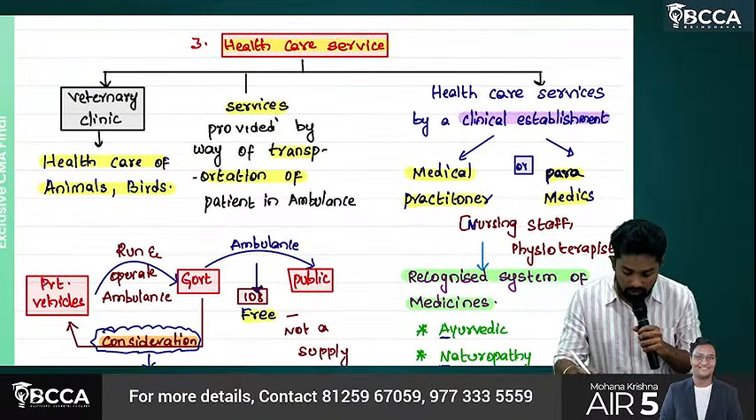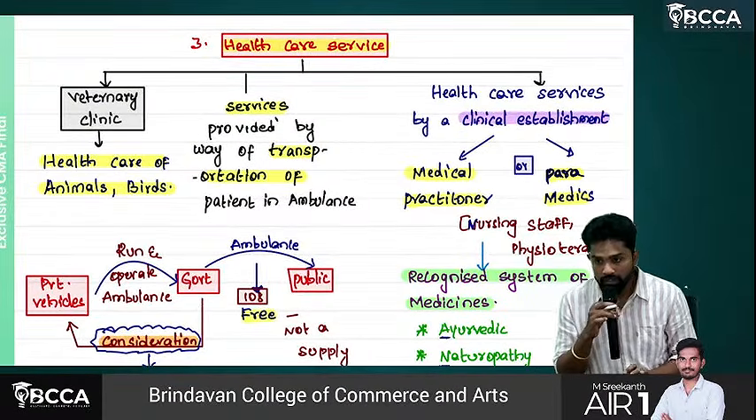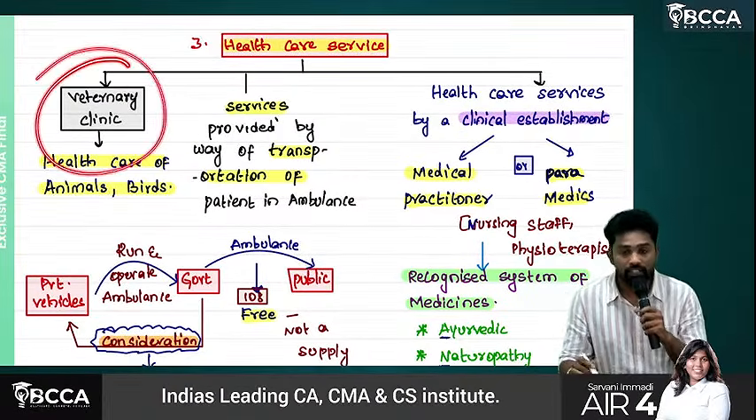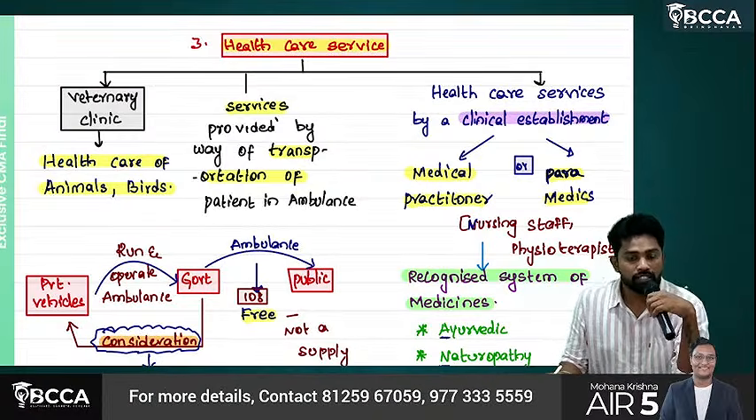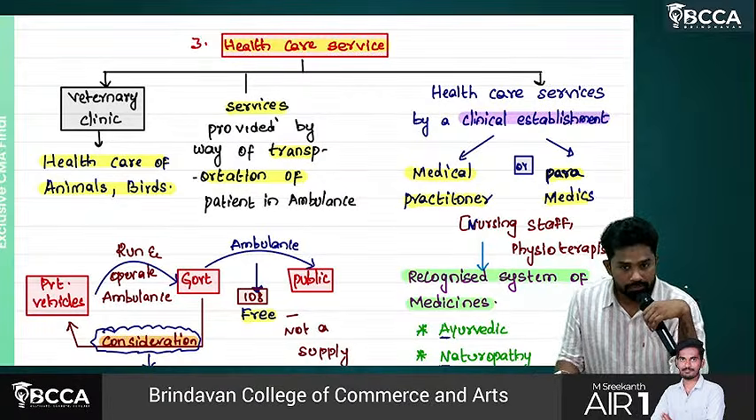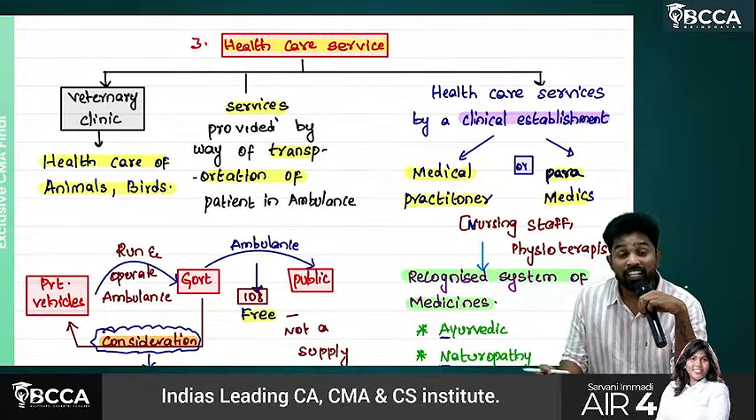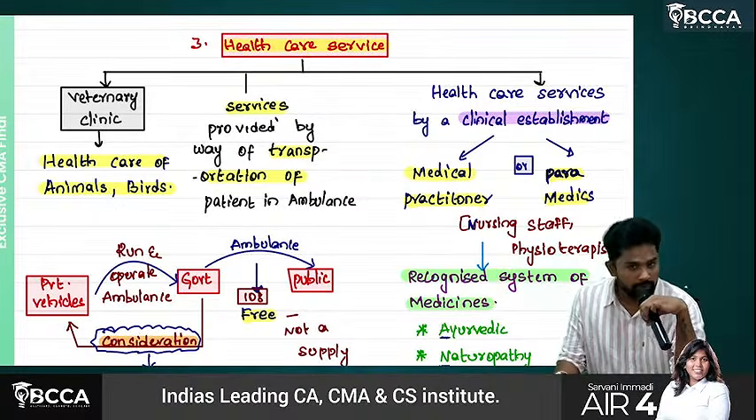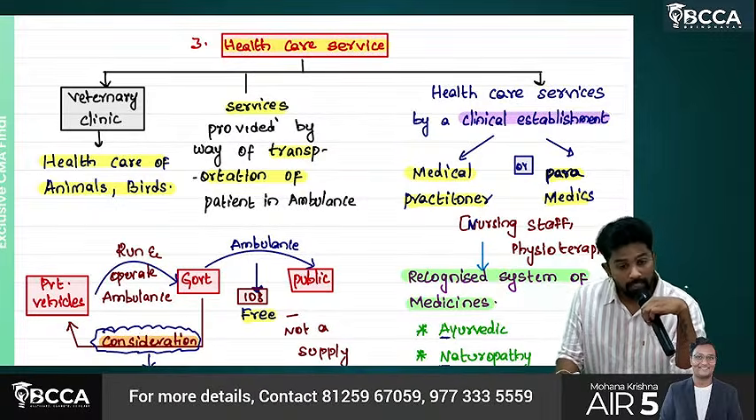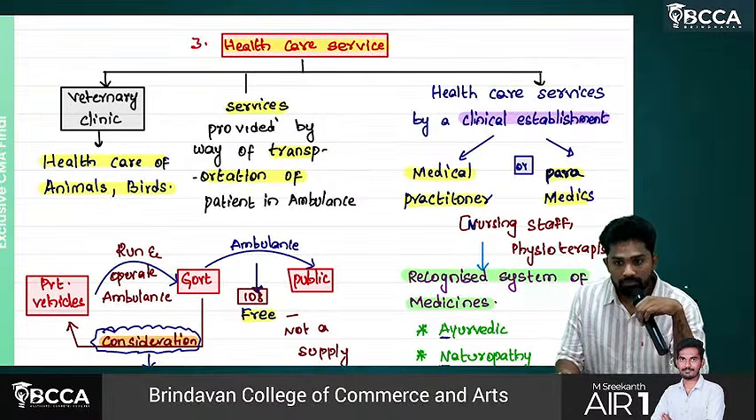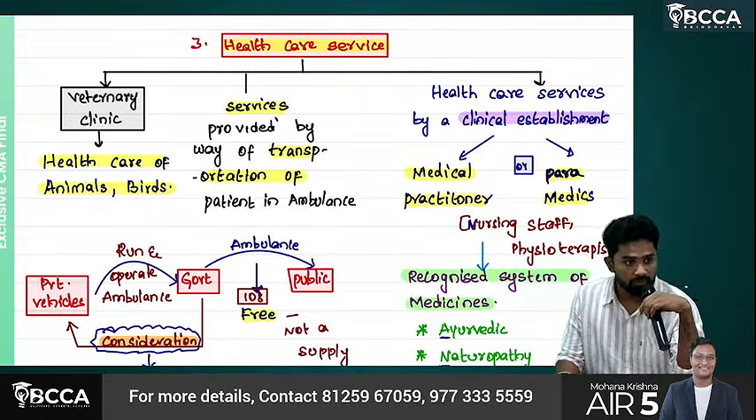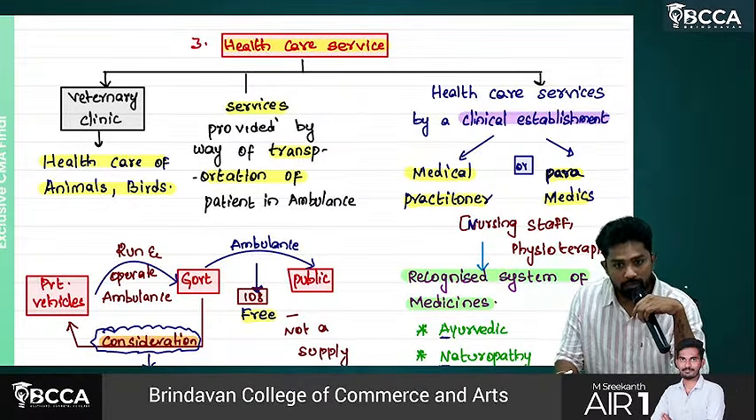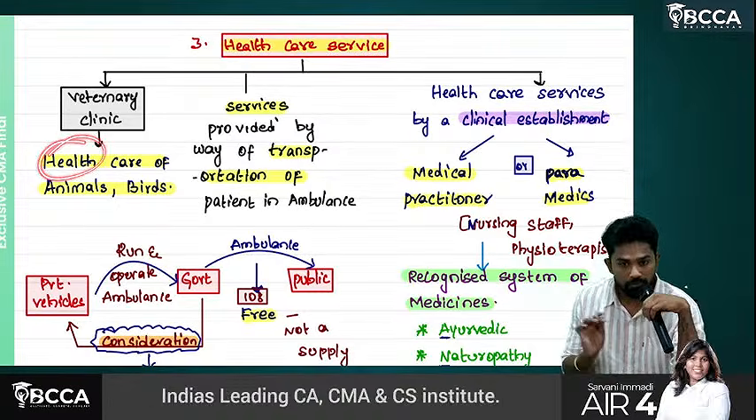Then sir, we are moving on to healthcare services. Healthcare services provided in a veterinary clinic. In a veterinary clinic, the services are provided to whom? Animals and birds. So healthcare services provided to animals and birds are exempted. But there are pet clinics where they not only provide healthcare, they provide other services like grooming of pets. Those services are taxable. Only health related services are exempted.